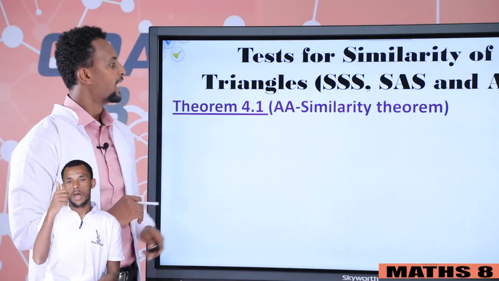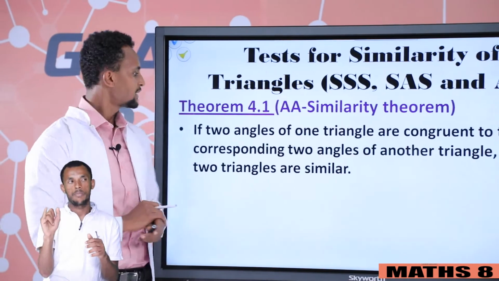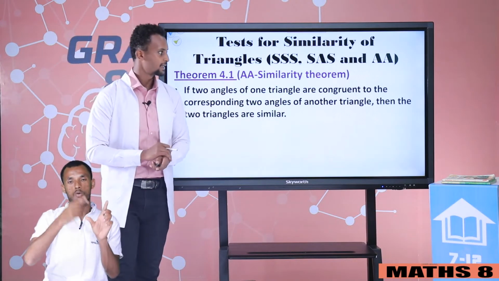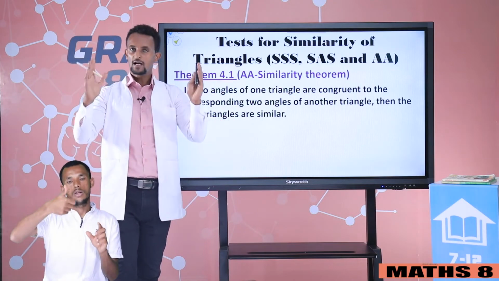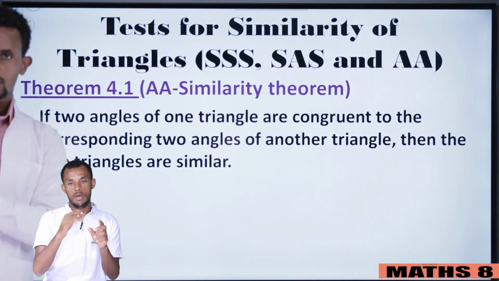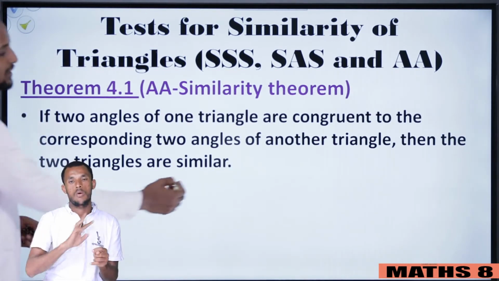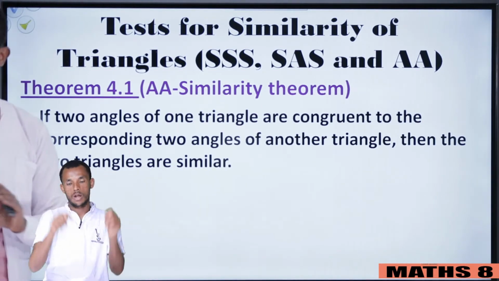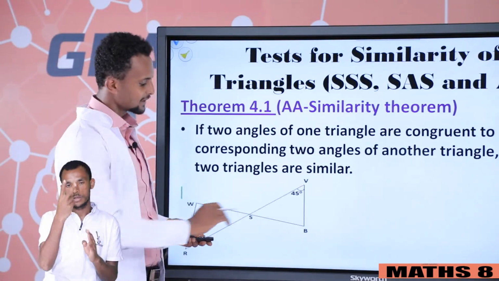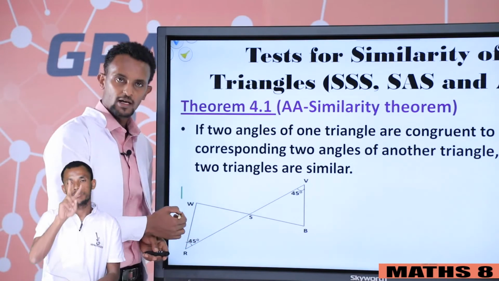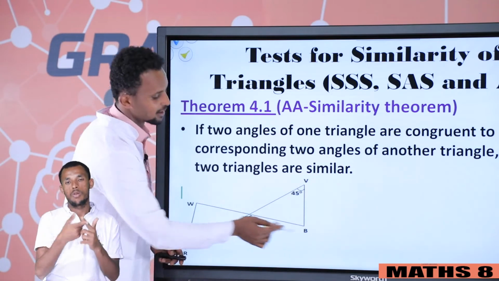Let's first discuss the angle-angle similarity theorem. It says if 2 angles of one triangle are congruent to the corresponding 2 angles of the other triangle, so we have 2 angles of the first triangle congruent to 2 angles of the second triangle, then we can simply say the 2 triangles are similar without checking their proportionality. Let's see it. As an example, here are two triangles. The first triangle is WRS and VSB.